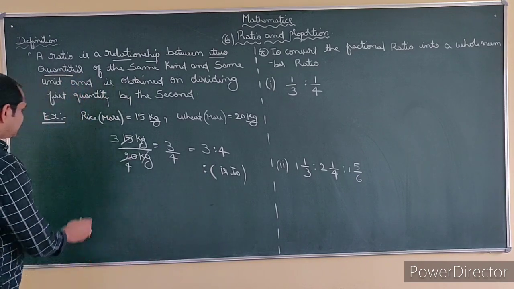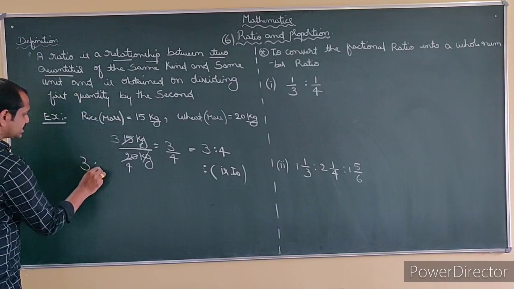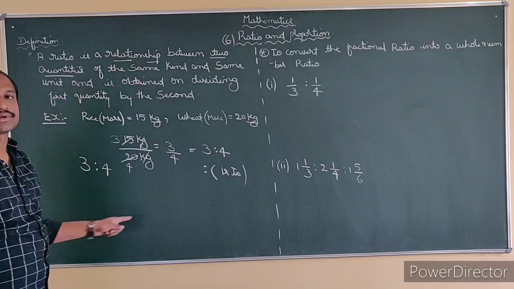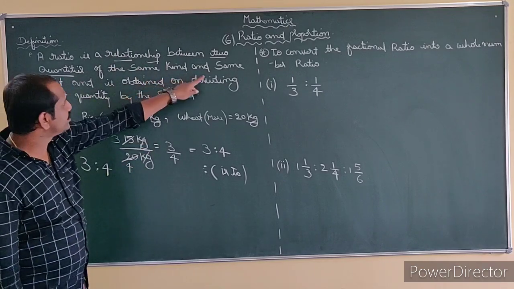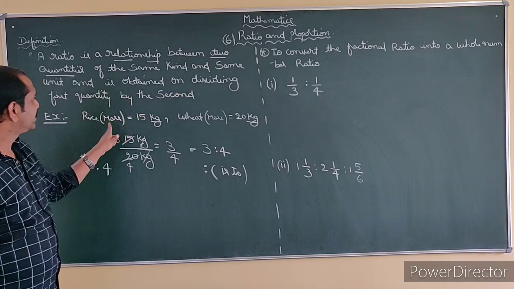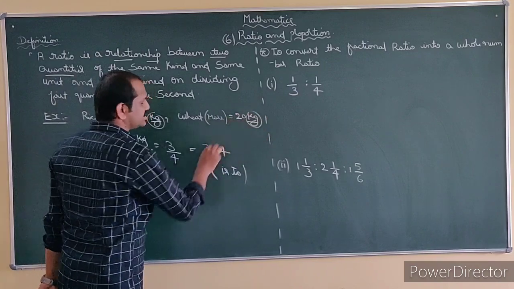Understand? And what is the symbol you already know? The symbol used is this, known as "is to". This is the concept of ratio: the same unit, obtained on dividing the first quantity by the second quantity. Both are having units kg and kg.